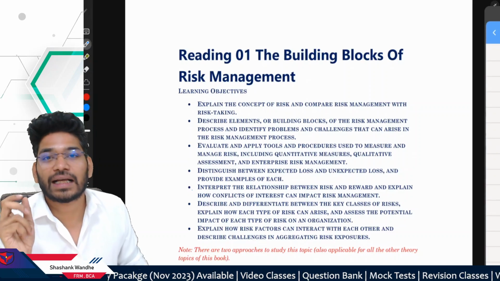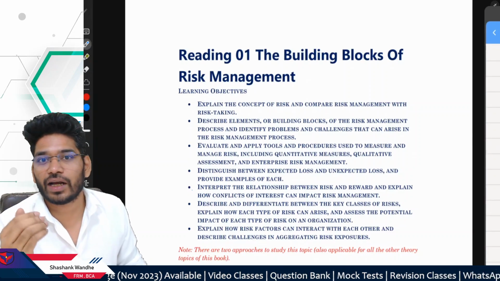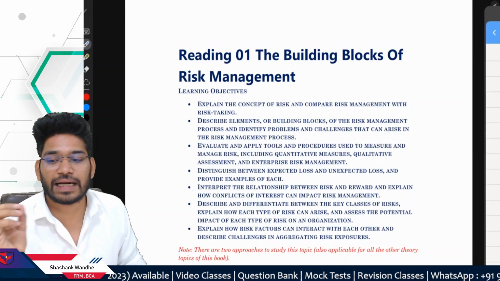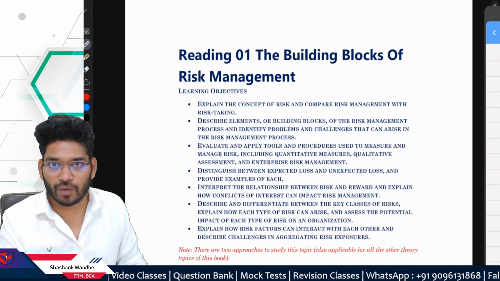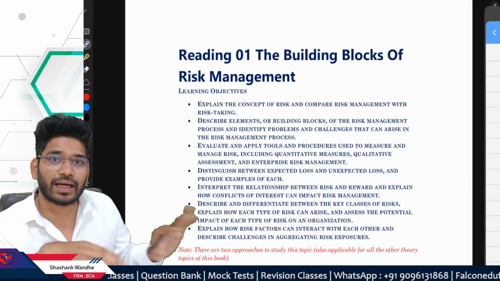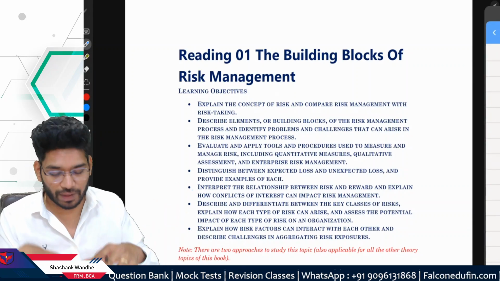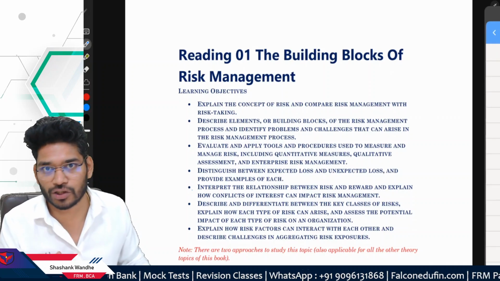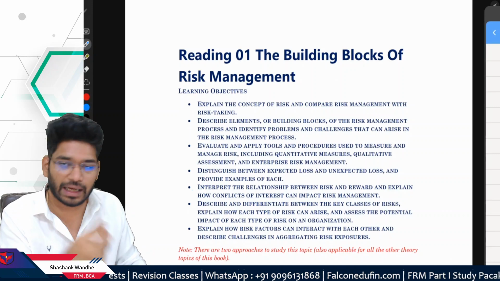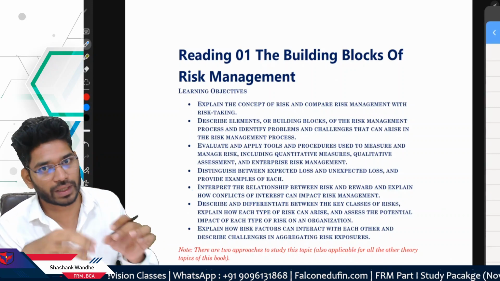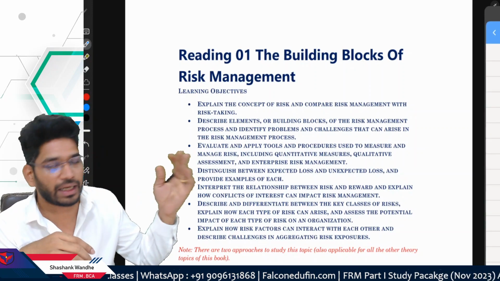Hi everyone. In this session, we will discuss the first reading of our FRM Part 1 curriculum. The reading's name is The Building Blocks of Risk Management. This reading provides an overview of the concepts which are covered in detail in the rest of the curriculum. So that's why we just have to understand the basic definitions of the concepts. Whenever a concept is covered in detail, I will provide a specific reference. Okay, this particular concept is covered in detail in coming chapters.